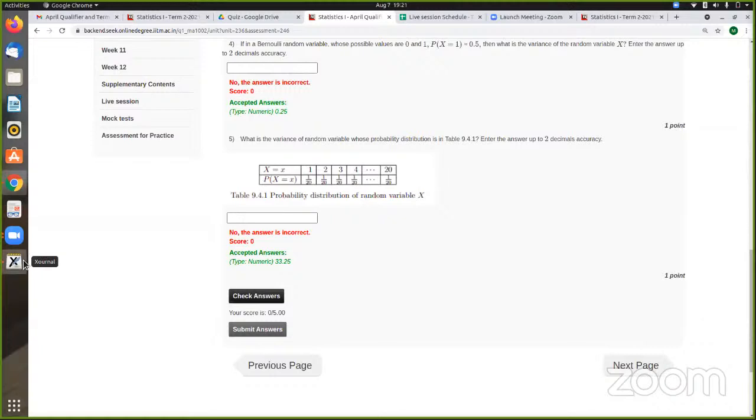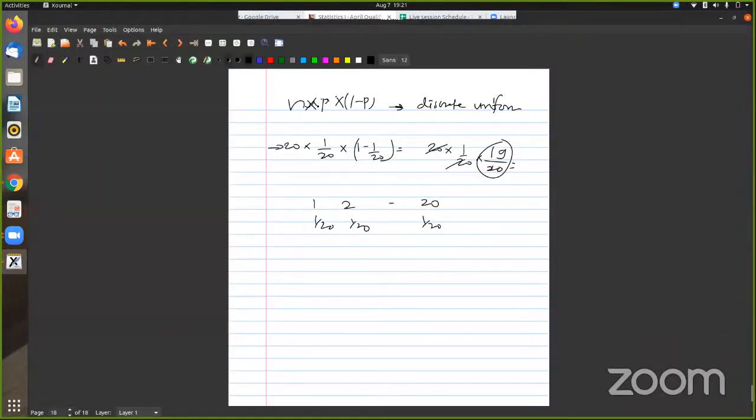Oh, sorry. This is not a formula for the variance of a discrete uniform. It is a formula for Bernoulli.